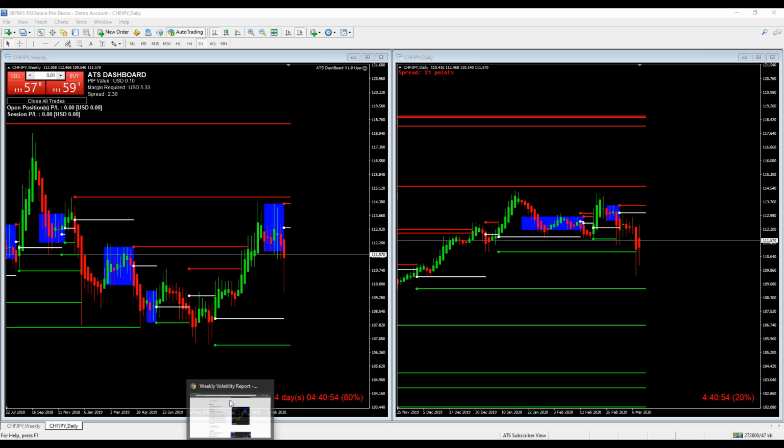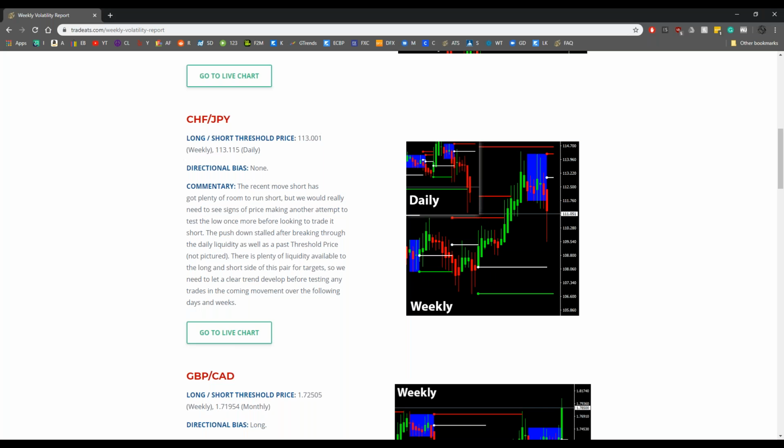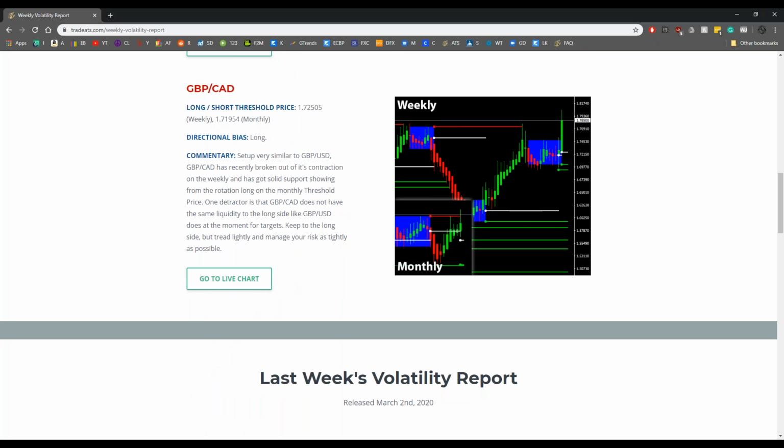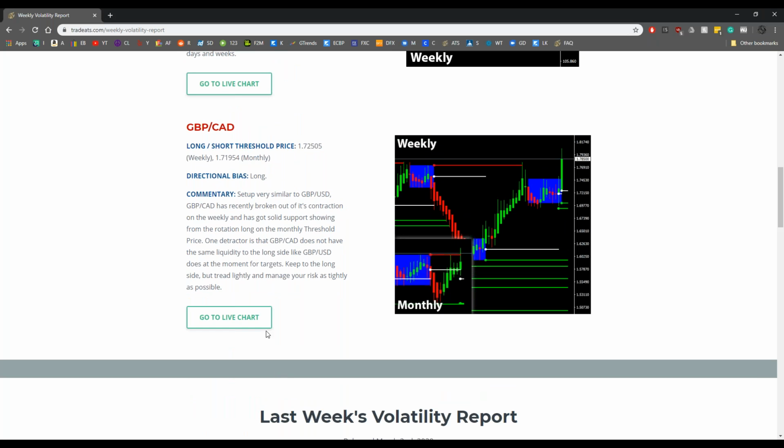All right, so I'm going to go ahead and move over to the next pair. So we've got pound versus the CAD, and our directional bias on this was long, although it was not a very strong long recommendation. Kind of my little disclaimer here at the bottom: keep to the long side, but tread lightly and manage your risk as tightly as possible. All right, so let's go ahead and pull that one up.